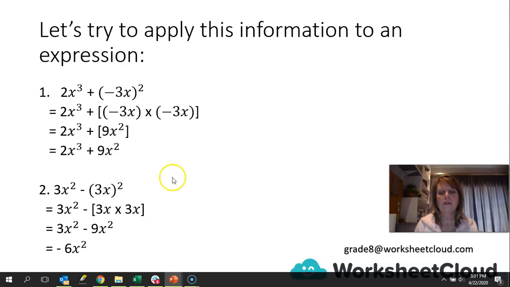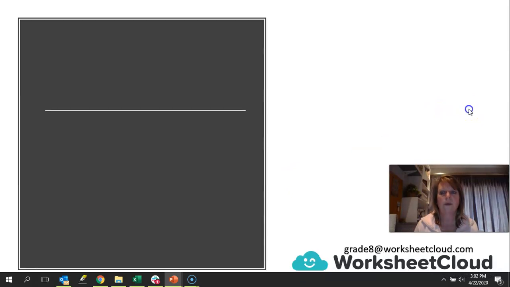Right? Does everybody understand? Let's go over it again. There's a minus, it is outside the bracket, so that power doesn't affect it. That power is only to do with what is inside the bracket. So it's 3x times 3x. 3x times 3x is 9x squared. The minus is still there. They are like terms. We can simplify further. 3x squared minus 9x squared gives me minus 6x squared.